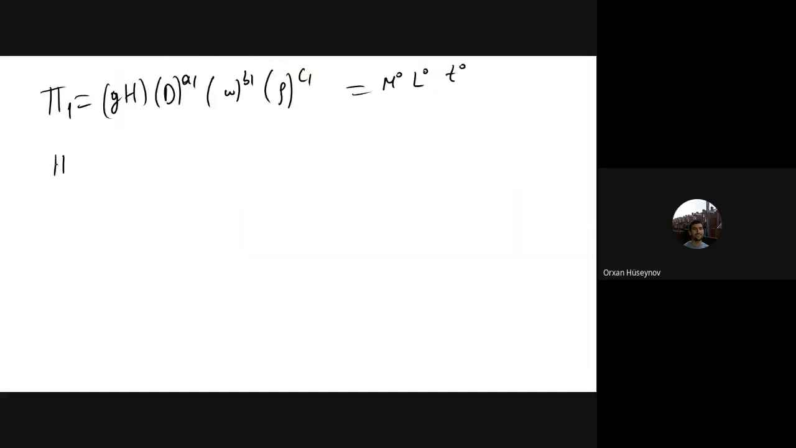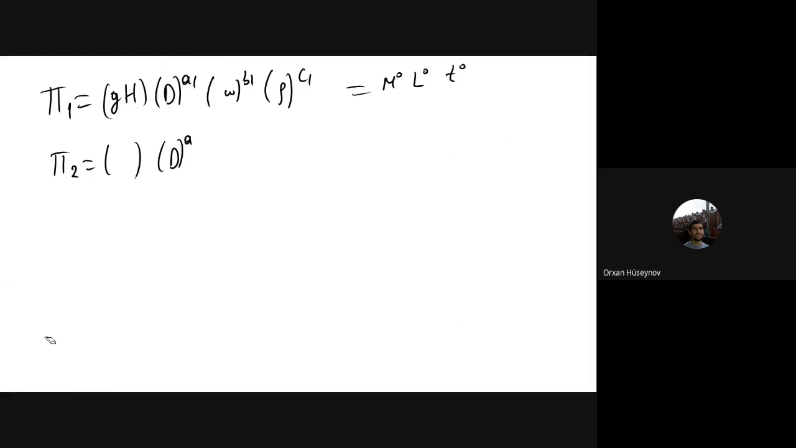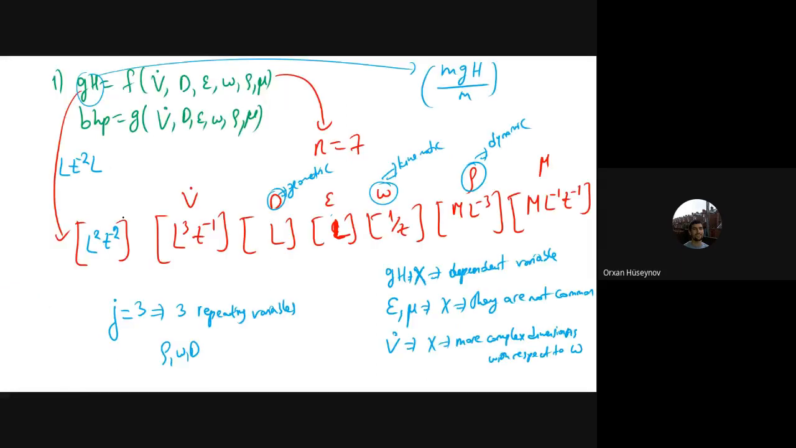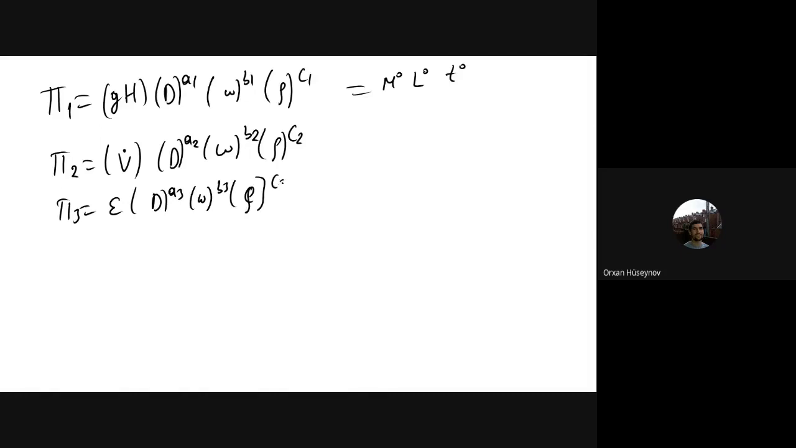This is for pi 1. For pi 2, I have done the gh part, I will need the next value. For pi 2, you will have V dot, the remaining variables: V dot, diameter to the power of A2, omega to the power of B2, and rho to the power of C2. For pi 3, you will have epsilon, diameter to the power of A3, omega to the power of B3, and rho to the power of C3.